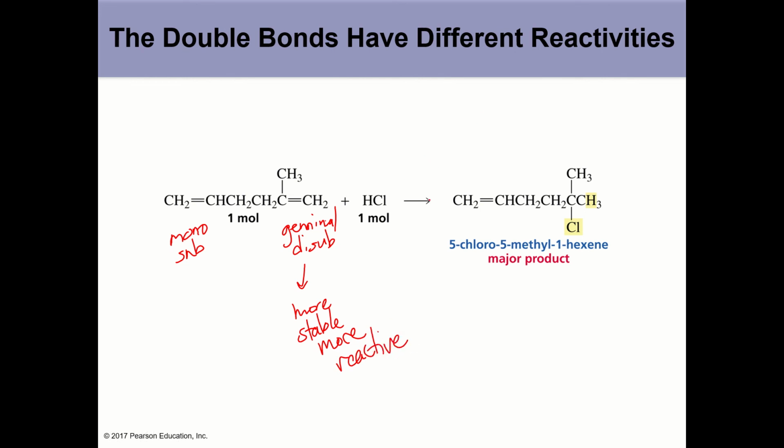Thus, for the geminal disubstituted bond, if we only have a 1-to-1 ratio of the alkene to the HCl, the halo acid, then the more substituted, more stable pi bond will react to give the major product of the reaction. So the more substituted, more stable pi bond will add H and Cl, and the other pi bond will be unreacted if we have a 1-to-1 ratio.